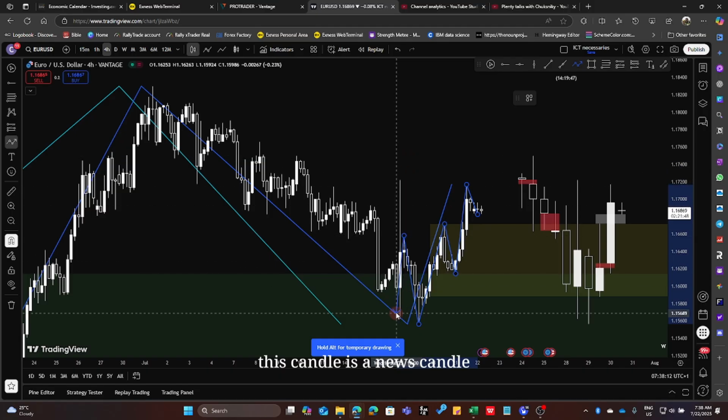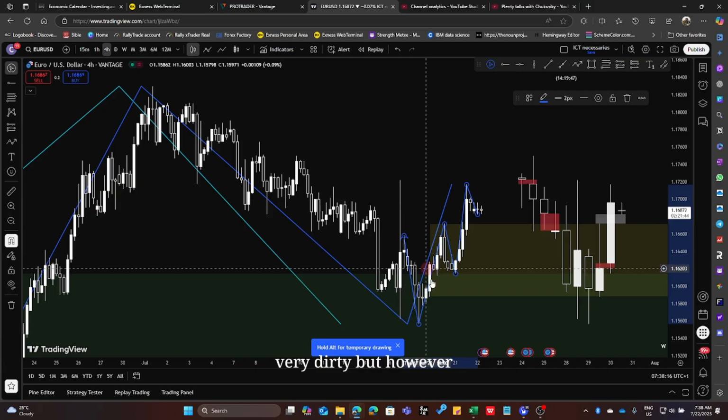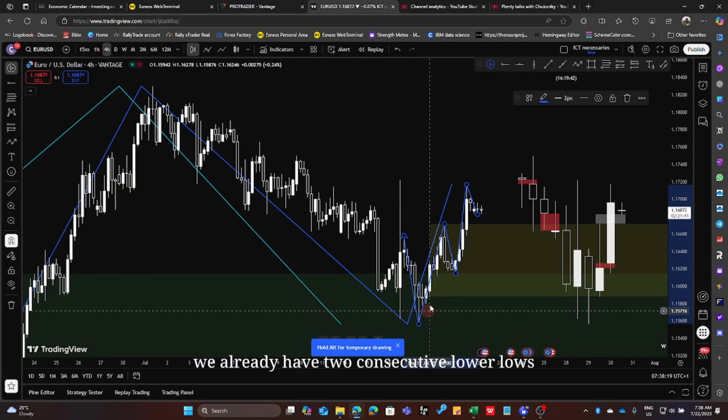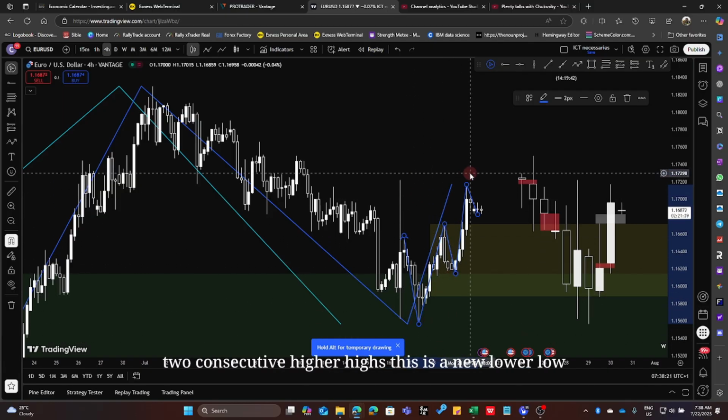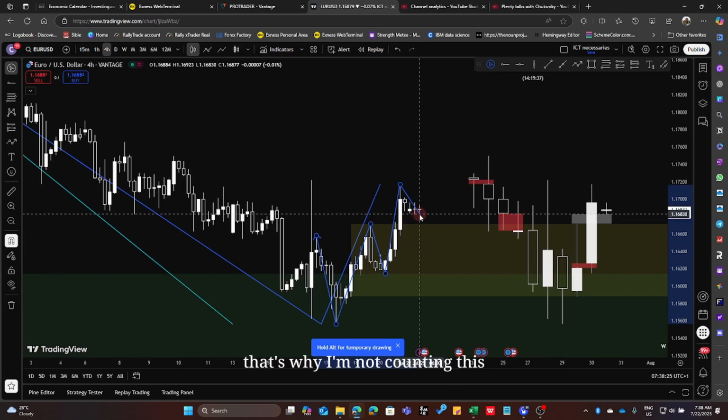This candle is a news candle, and I'm going to stop right there because this candle is very, very dirty. However, we already have 2 consecutive lower lows, 2 consecutive higher highs. This is a new lower low. This is not the lower low anyway. That's why I'm not counting this.